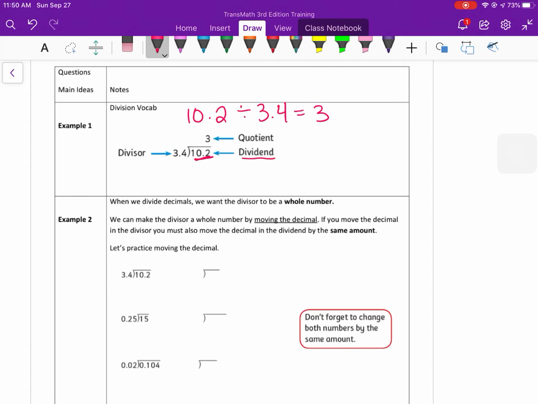So the number that we start with, that's called the dividend. The number we're dividing by, that's called the divisor. And then the answer is called the quotient. So just a little vocab for you.